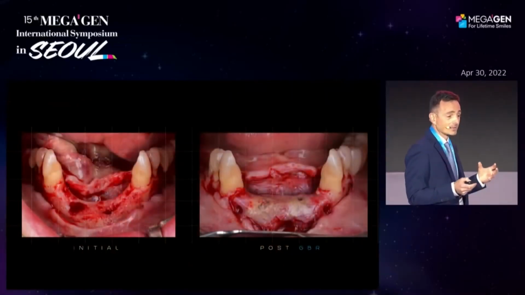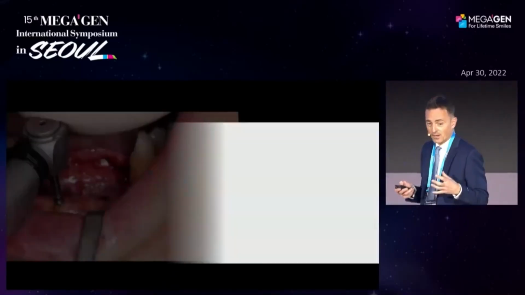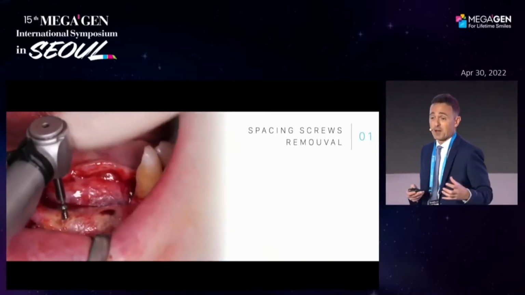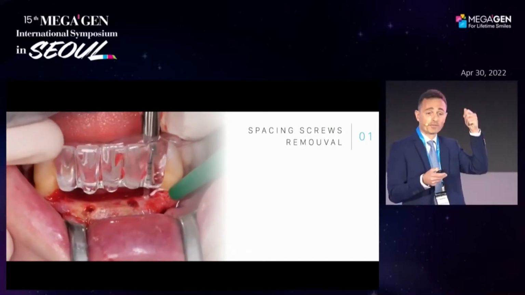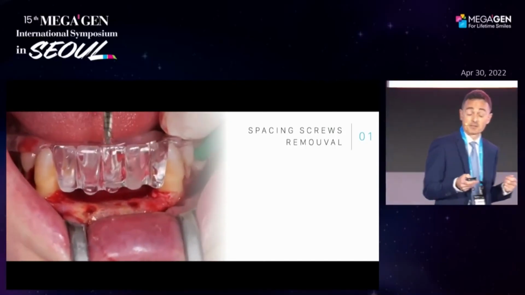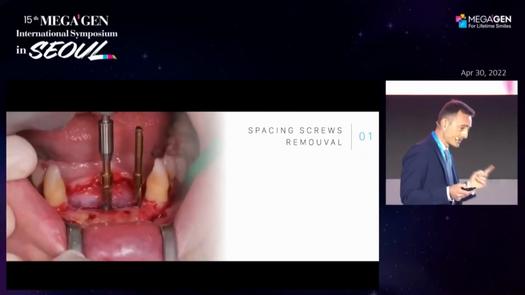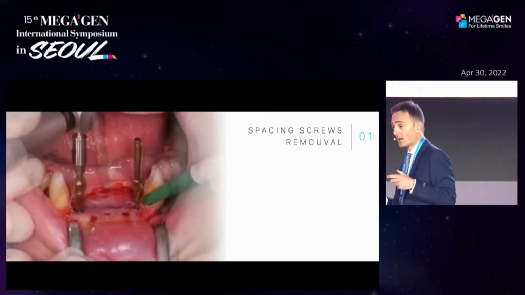So it's very nice to compare the initial clinical situation with the post-GBR, and it is very easy now, with a great amount of bone, to place the implant, and you can see that first we have to remove the spacer screws, and using a surgical guide we need to strictly respect the protocol and to drill the bone and to place the implant.